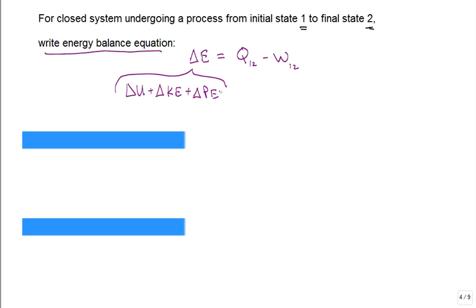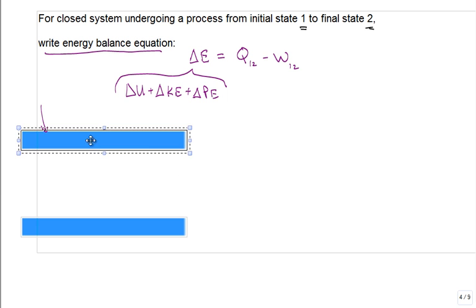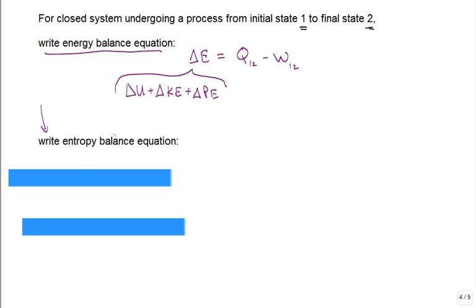What do you think I have under the blue box right here? Second law. Can we write the second law from memory, which is really a statement of entropy balance? Entropy balance. Can you do that? For a closed system that undergoes a process from initial state 1 to final state 2. Can you please write it down? I'll check a few.